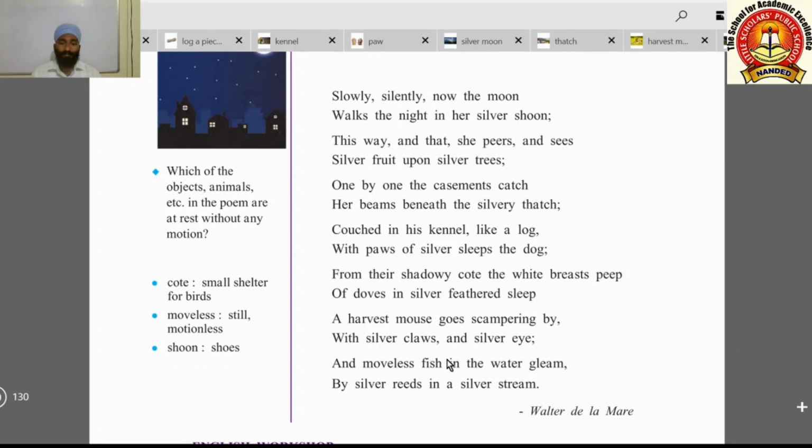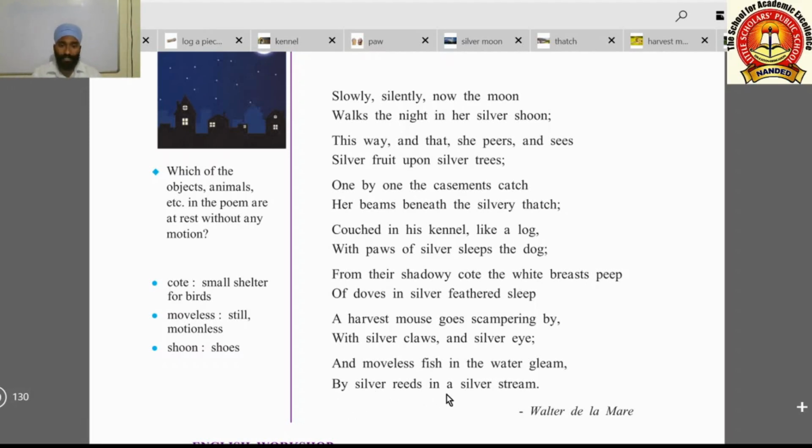Now, and moveless fish in the water gleam. Moveless fish: the fish always moves, but when the fish is still, standing in the water at one place, at that time the fish catches the moonlight, and then it moves. Again the fish comes, again it catches the moonlight. Due to this process it is gleaming, shining. The light is coming and going. The reflection comes and goes. So that type of gleam is visible in the water. A lake or stream or river is also there.